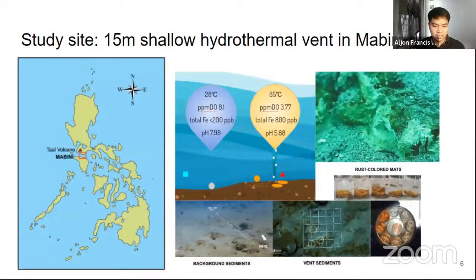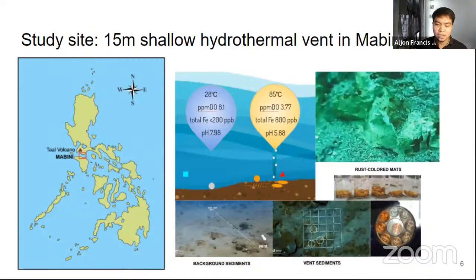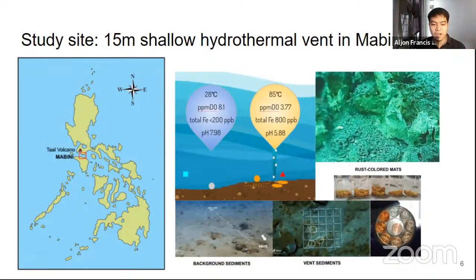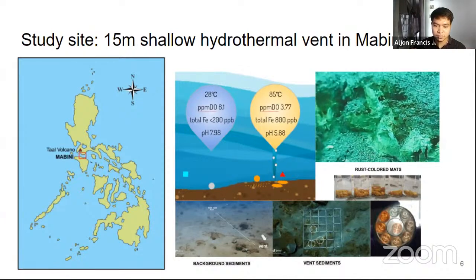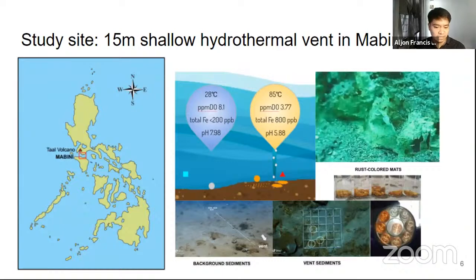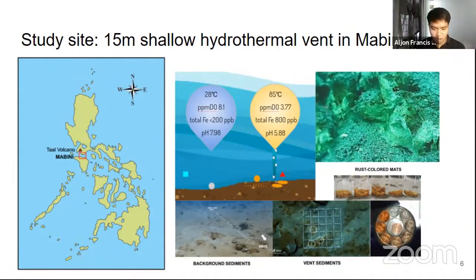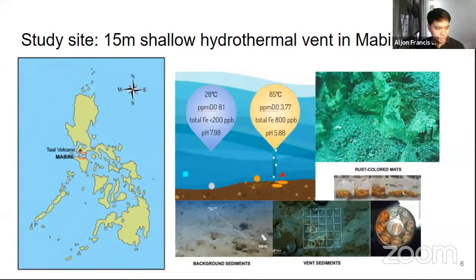So these characteristics are true for our selected study site, a 15-meter deep, carbon dioxide-rich, shallow hydrothermal vent situated in Mabini, Batangas, Philippines. We've recorded acidic fluid with temperatures as high as 85 degrees Celsius. There's also a lot of iron in this vent and not so much oxygen.